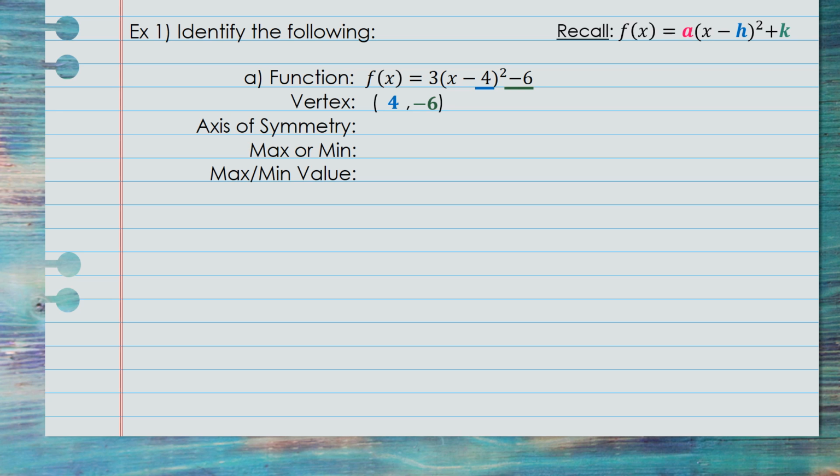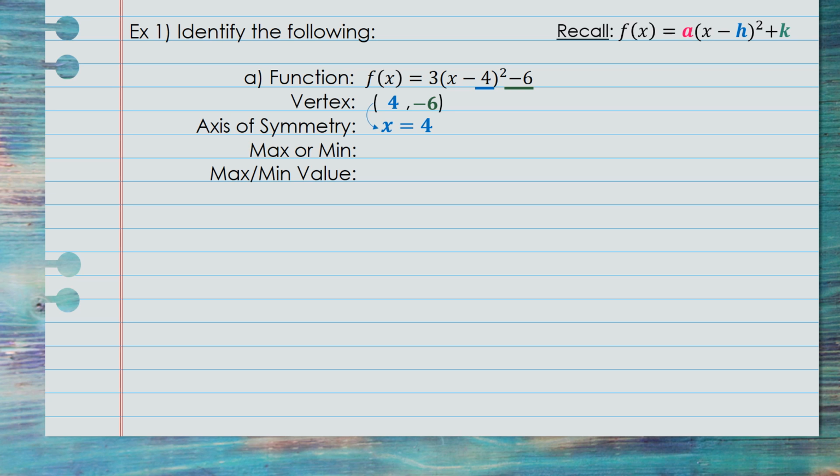Next, to find the axis of symmetry. Axis of symmetry is always an equation because it's a vertical line, and it's always of the form x equals h. Well, do we know our h value? Yes. So our axis of symmetry is x equals 4.